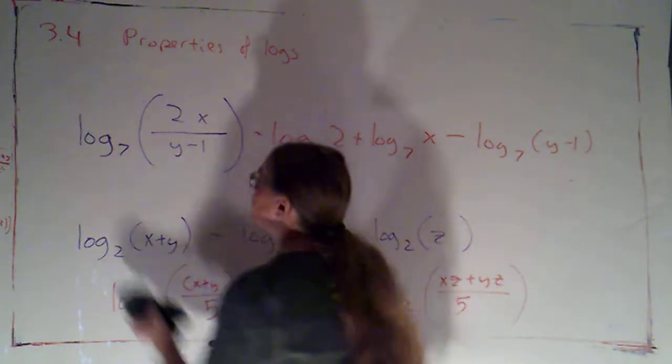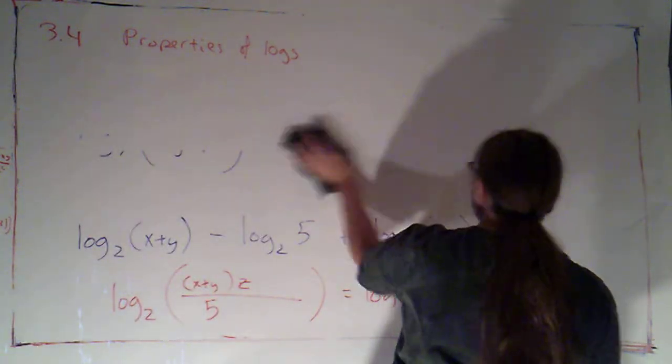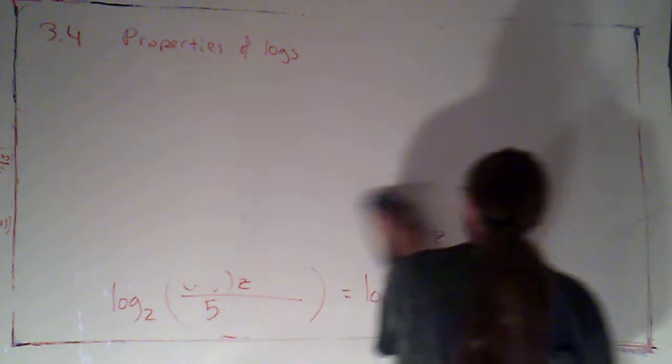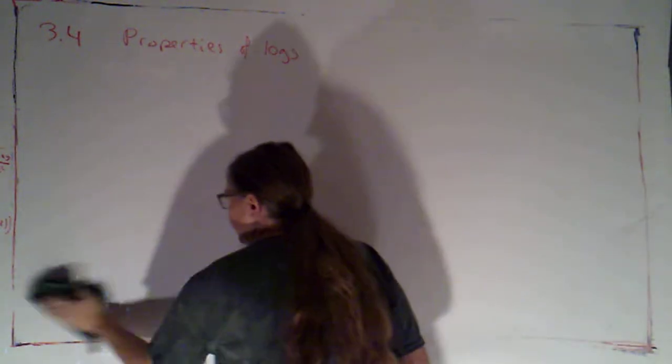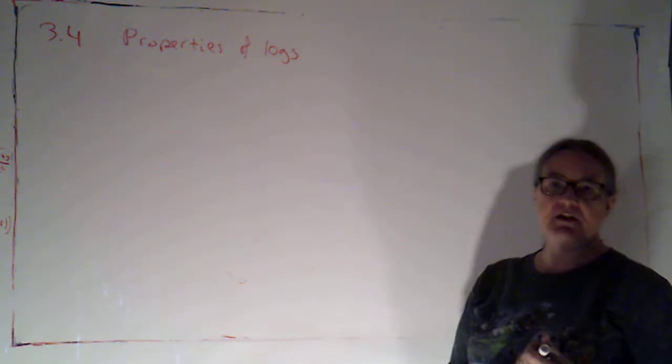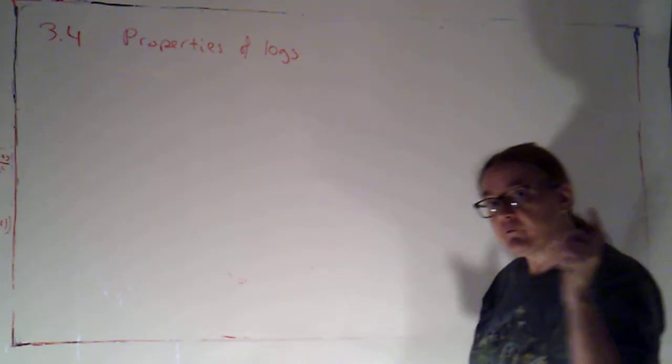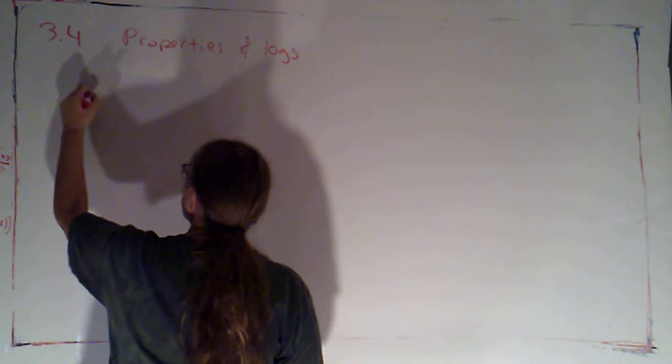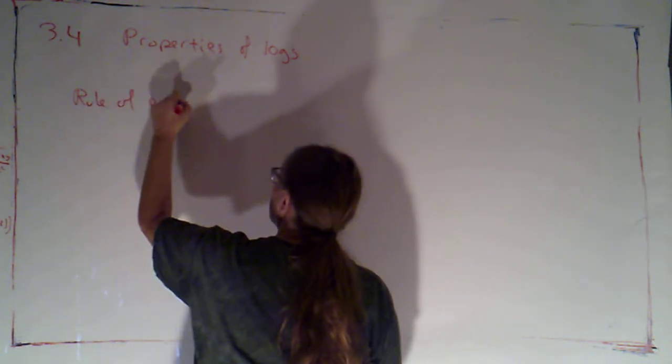Okay, so far we've learned two rules of logs. We've learned the product rule and we've learned the quotient rule. Adding logs corresponds to multiplication, subtracting logs corresponds to division. We have one more important rule of exponents that's going to give us a corresponding rule of logs.